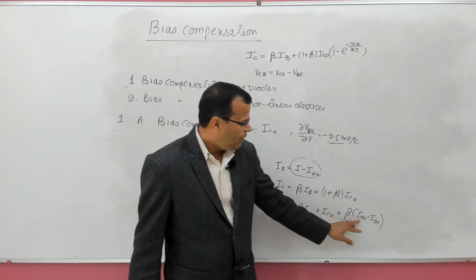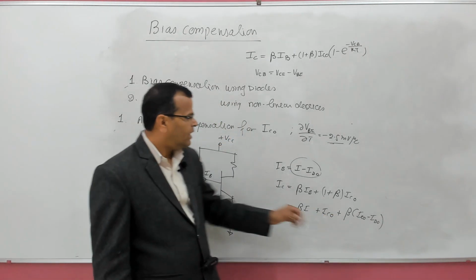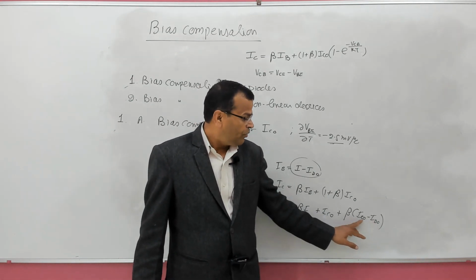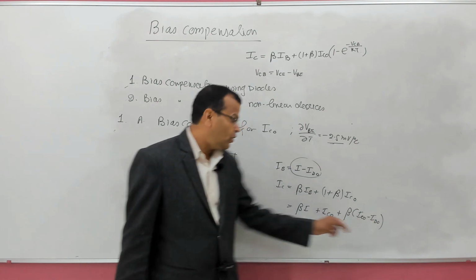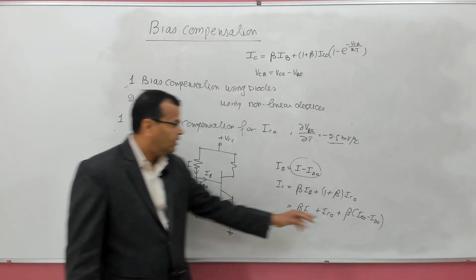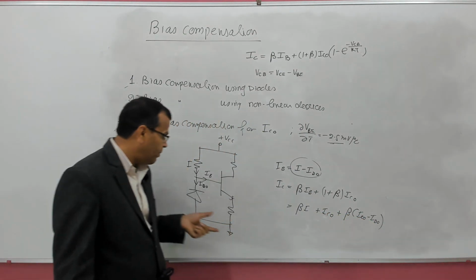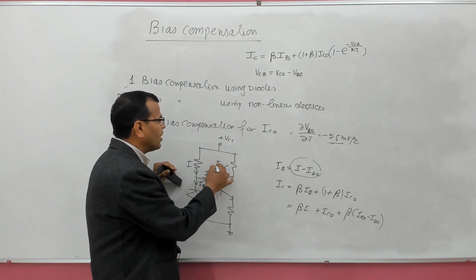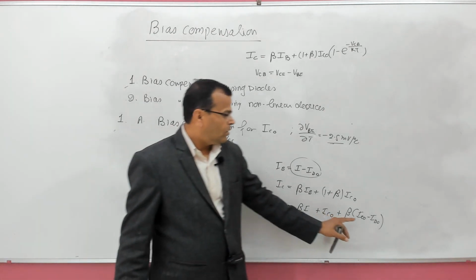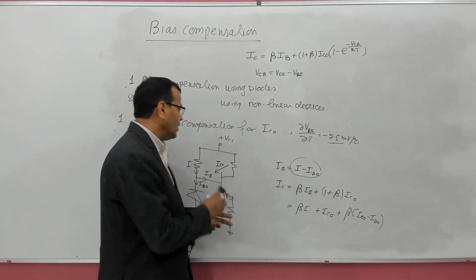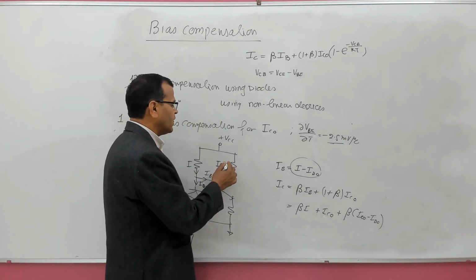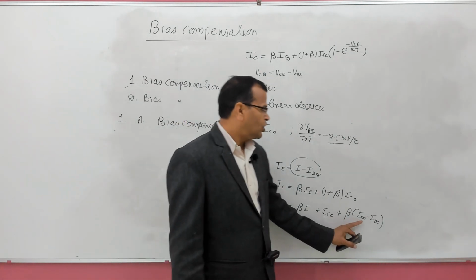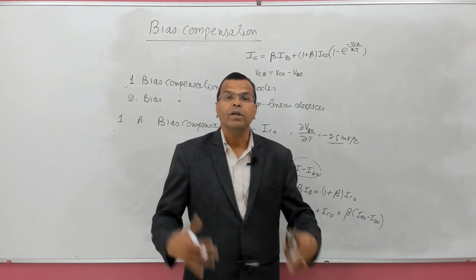And if both diode and BJT are made of the same material, then the increase in this will be the same as the increase in this, because both are reverse saturation current. This is the reverse saturation current of the diode. Why? Because it is reverse biased. And what is IC naught? That is the reverse saturation current in the collector junction. So if both are made of the same material, the change will be equal, so the net difference will be 0.